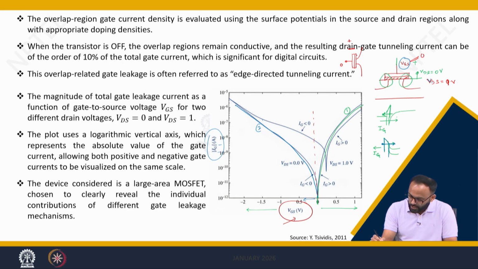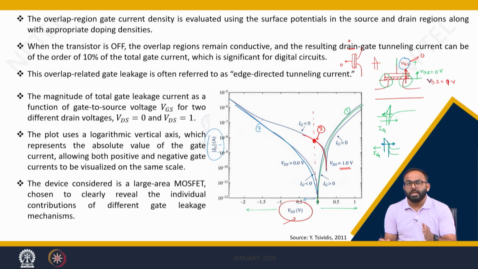If you see carefully, the bending will look like this, right, in the overlap region. So, in the overlap region, the electron will tunnel from the oxide to the gate, and hence it will give rise to a negative current. So, that was visible: if VDS is 1, but VGS is equal to 0, you have a negative current. This slope is coming like this, right. So, this is case number 3.